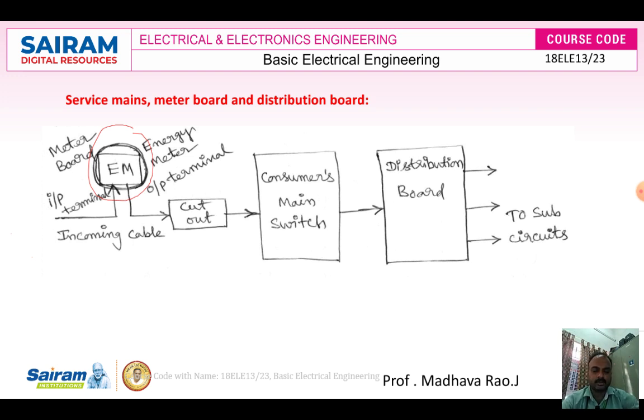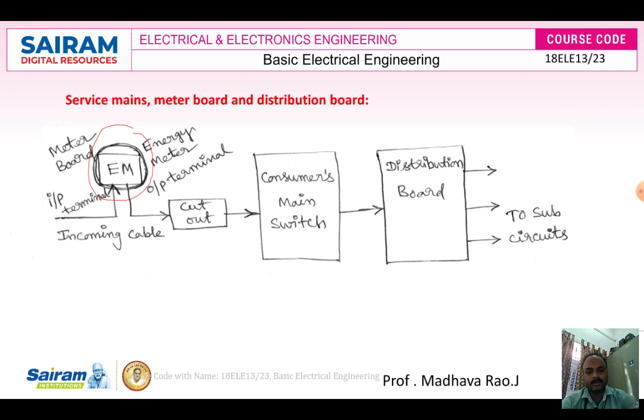Next one, cutout, which carries a fuse carrier. Whenever the consumer draws more current, the cutout will break the supply. The fuse carrier will melt and break the supply, so supply will not continue to the consumer's main switch and distribution board.